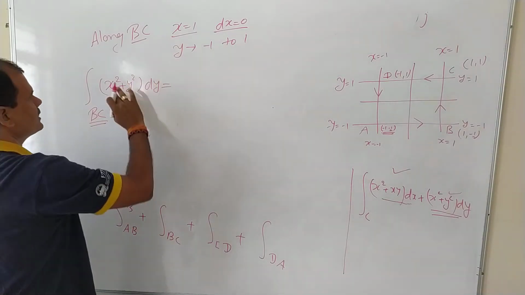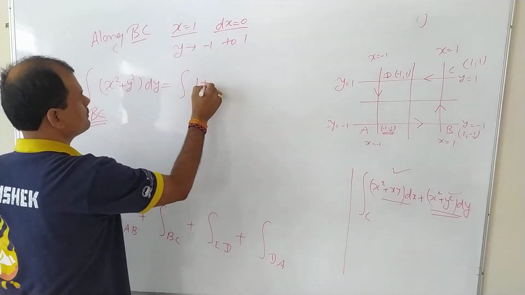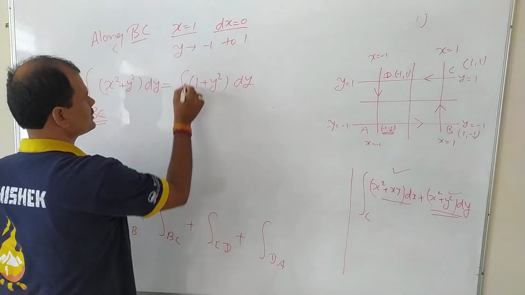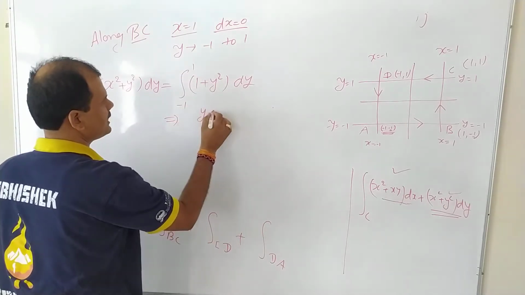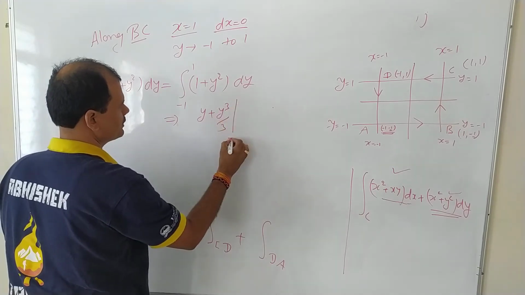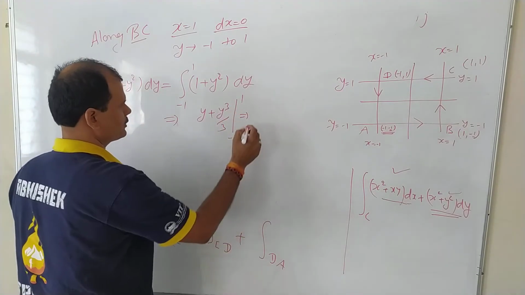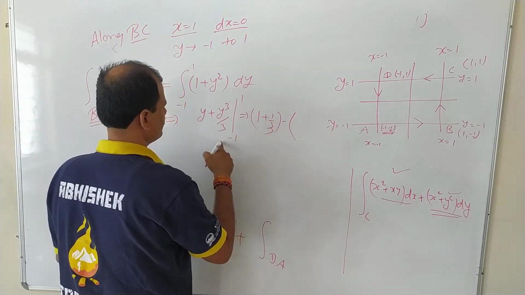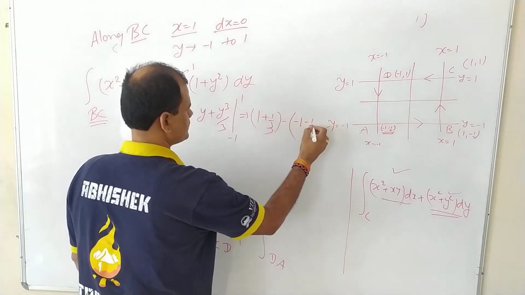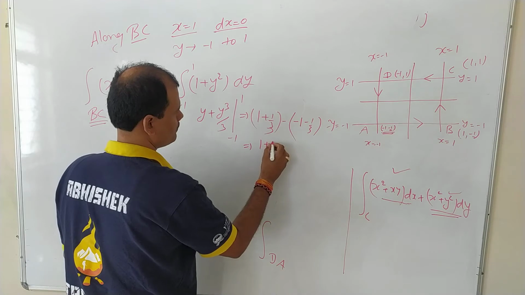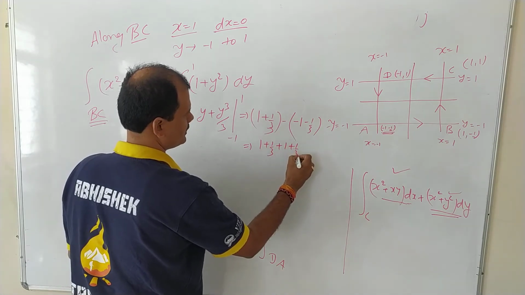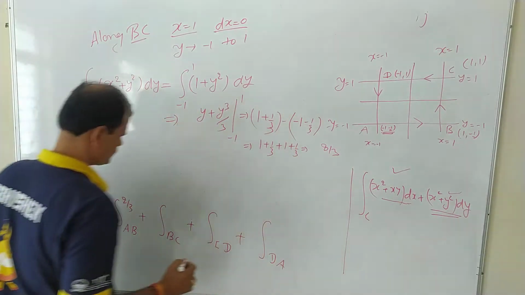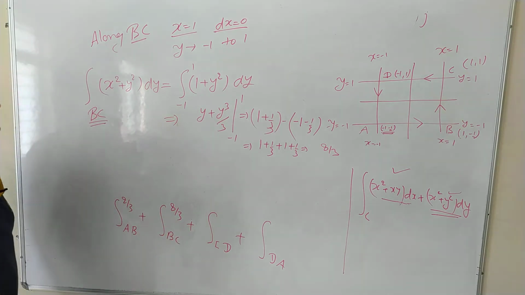And what is the x here? X equal to 1, so we get 1 plus y square dy, and y limit is -1 to 1. So this will be y plus y cube by 3 from -1 to 1. If you solve that, we get 1 plus 1 by 3 minus, -1 minus 1 by 3. So we get 1 plus 1 by 3 plus 1 plus 1 by 3, so 2 plus 2 by 3, so 8 by 3. So along the BC we are getting 8 by 3.